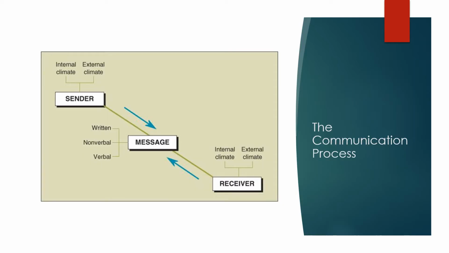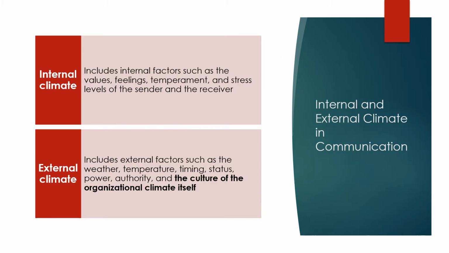Common elements to the communication process include internal and external climate for both the sender and the receiver. The message can be delivered written, nonverbal, or verbal. So you can see that process there, right? There's the sender. We pull in internal and external climates. There's the receiver. Again, they're pulling in internal and external climates. And then that message between, again, can be written, nonverbal, and verbal.